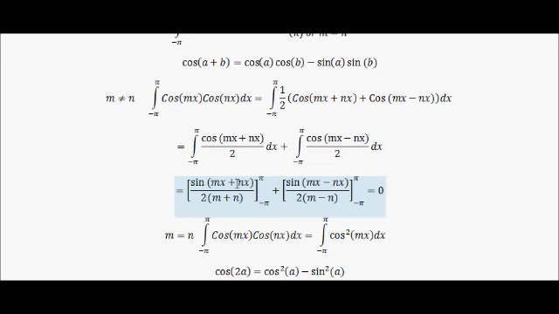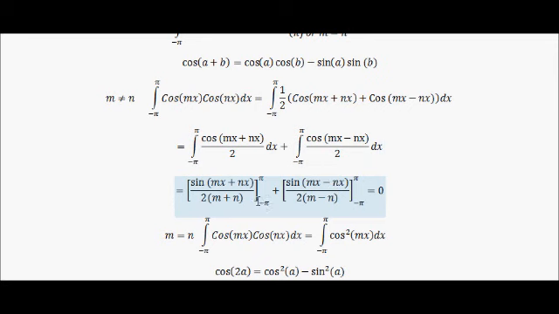Sine of anything that is an integer multiple of pi is going to be 0. That's fairly straightforward. And the same goes for this part here. We've got m minus n, so sine of an integer multiple of pi.